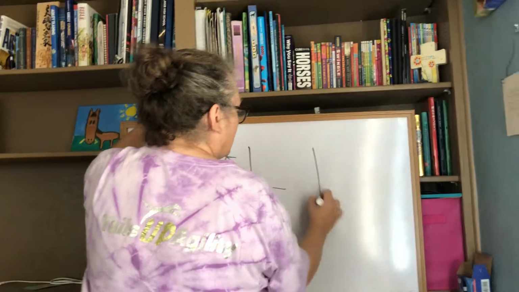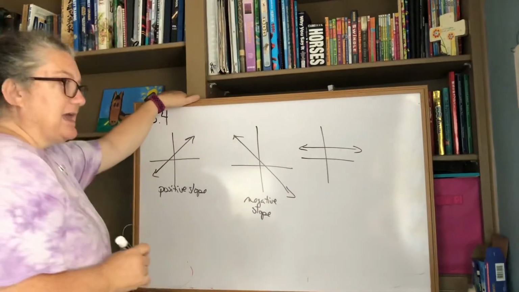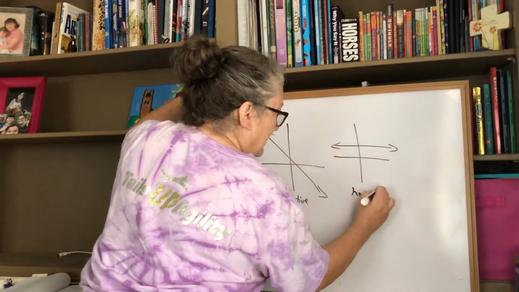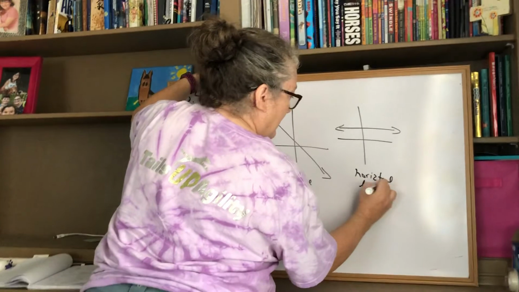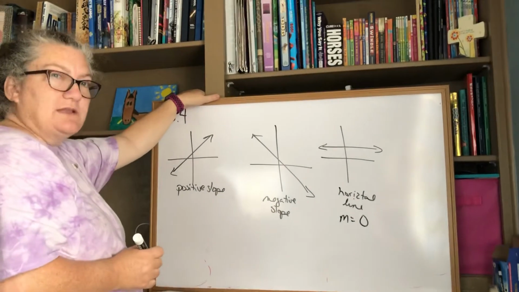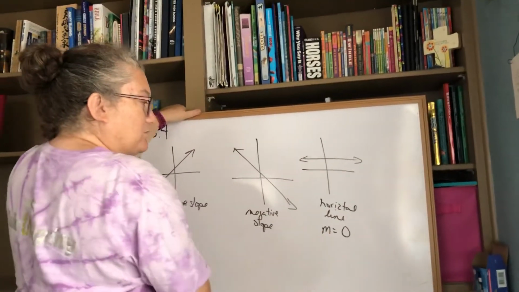And then we have 2 other types. We have here, what kind of line is this? This is a horizontal line. And the slope on this is equal to 0. And I'll prove that to you after a while. The slope on any kind of horizontal line is equal to 0.